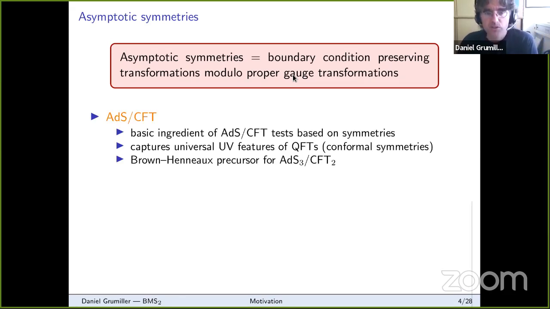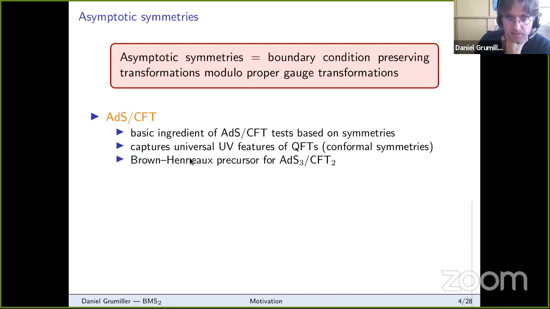And those asymptotic symmetries are important in various contexts. So in AdS/CFT, a basic ingredient of many of the AdS/CFT tests is based on symmetries. And the symmetries on the gravity side are just determined by the asymptotic symmetries, and they correspond to conformal symmetries on the CFT side. So these asymptotic symmetries in the AdS/CFT context capture universal UV features of quantum field theories, namely the conformal symmetries.